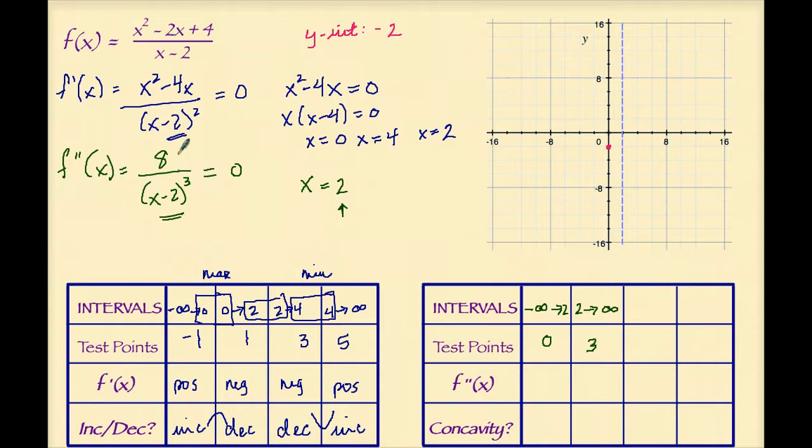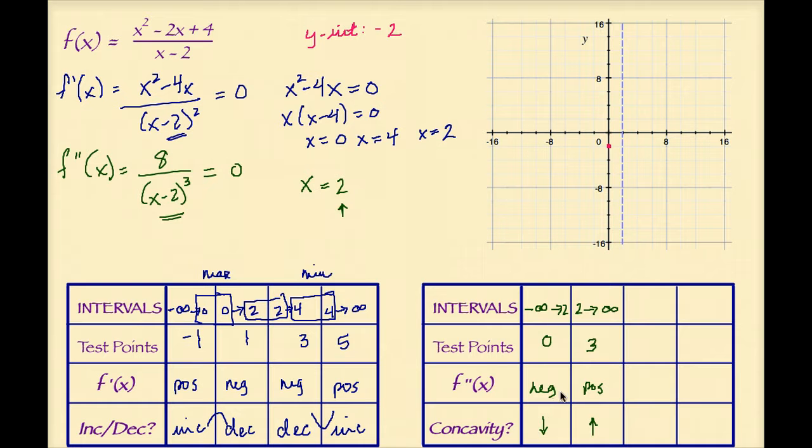Let's go to our second derivative. Of course, the numerator is always positive since it's just an 8, so let's see what the sign of the denominator is. When I put 0 in for x, I get negative 2 cubed, which is a negative number. Positive over negative is negative. Therefore, in this interval, my function is concave down. Now, on the other side of 2, at 3, I have 3 minus 2, which is 1 cubed. Positive over positive is positive. So in this section, my function is concave up.